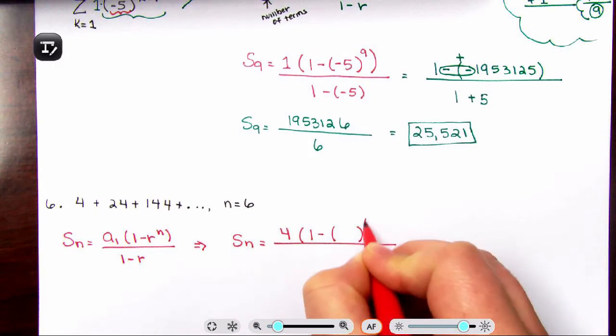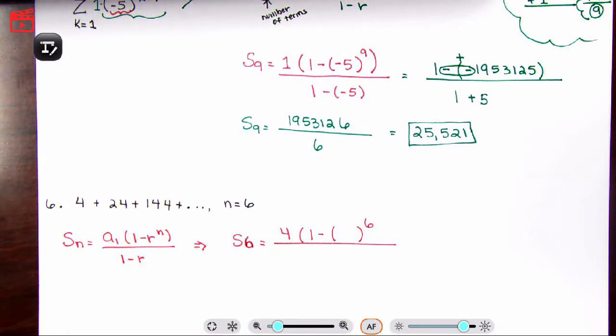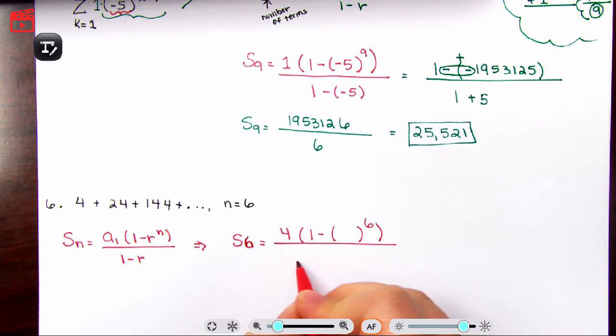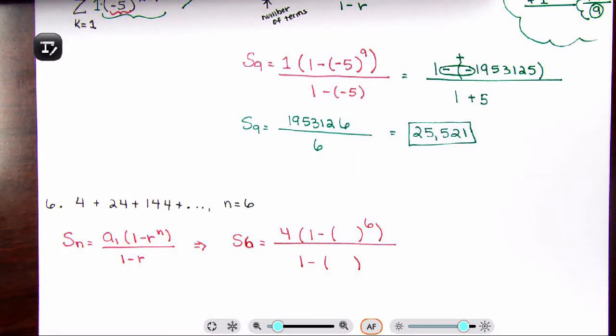N, they told you, is 6. So in this case, this n needs to be 6 as well. We're evaluating the first 6 terms. I don't know what r is yet, so I'm going to just leave that as a blank. 1 minus r, put r in parentheses. Okay, let's figure out what r is. That is our common ratio.